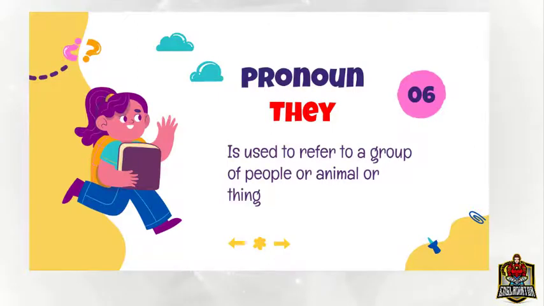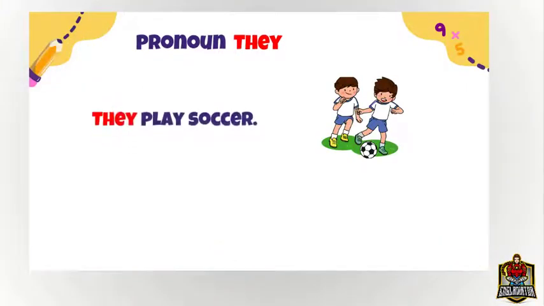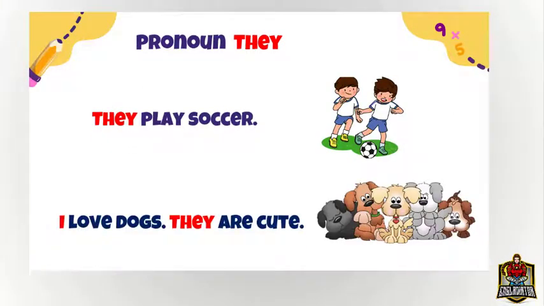Pronoun they. Pronoun they is used to refer to a group of people or animals or things. For example, they play soccer. Another example, I love dogs. They are cute. Here, we replace the noun dogs by using the pronoun they.